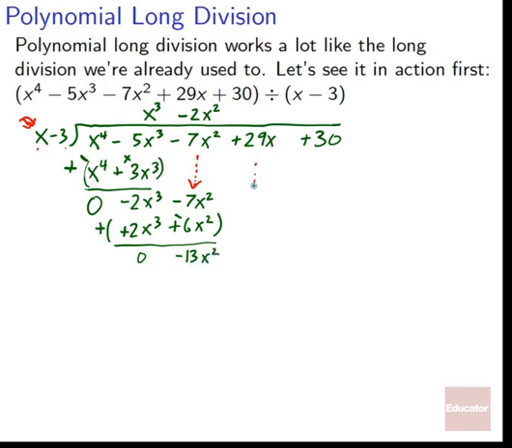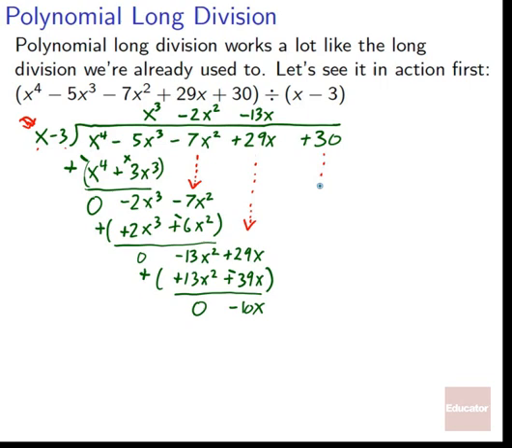Next thing we do, we bring down the 29x. So plus 29x. How many times does x go into negative 13x squared? So that goes in negative 13x. And negative 13x times x minus 3 gets us negative 13x squared plus 39x. Now it's this whole quantity subtracting, so we distribute that and it becomes addition there, subtraction there. So we have negative 13x squared plus 13x squared, that becomes 0 once again. 29x minus 39x becomes negative 10x.